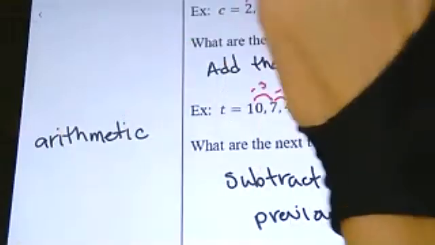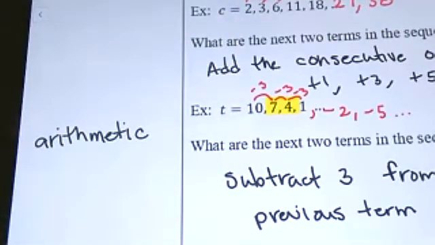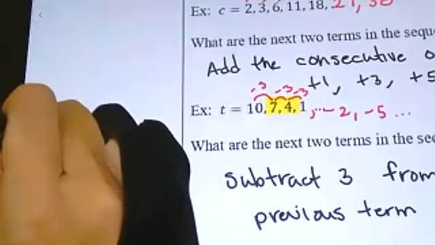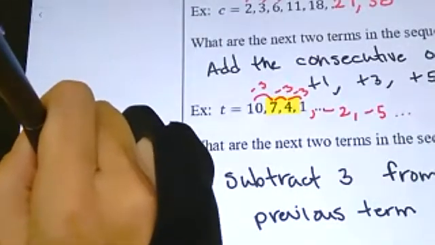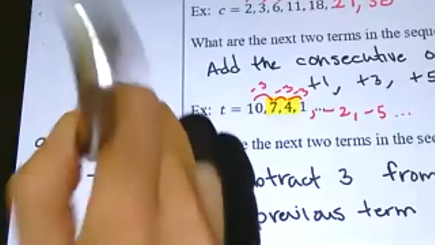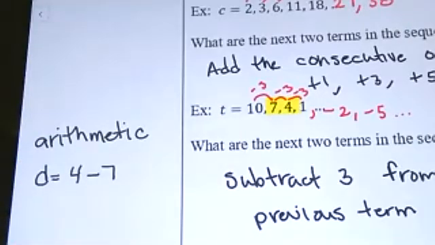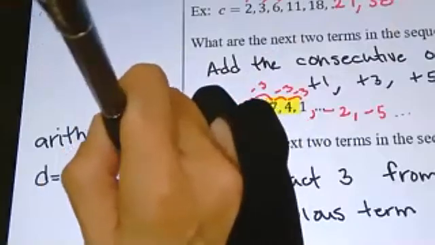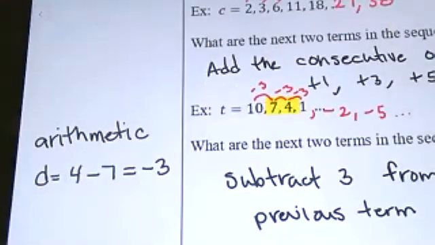And our common difference, take two numbers. I'll do the 4 and the 7. Common difference. You take a number in your sequence, 4, and then you subtract the number that's before it. Make sure you're always subtracting the number that's in front. So it's 4 minus 7. It is not 7 minus 4. It is 4 minus 7. This makes our common difference -3.